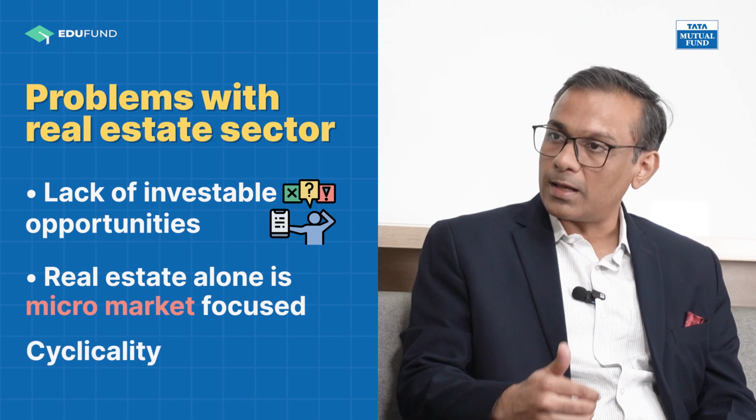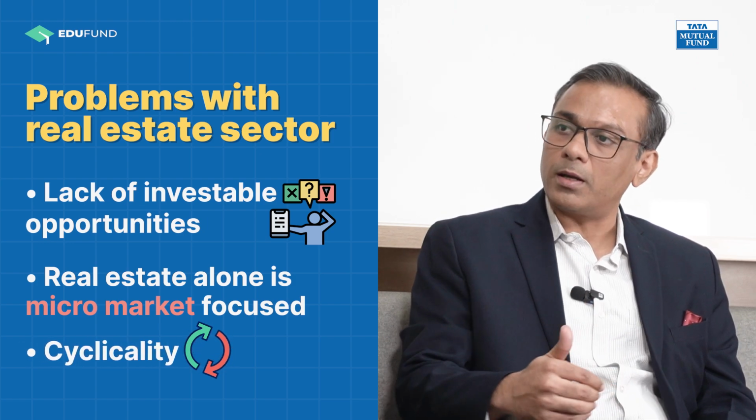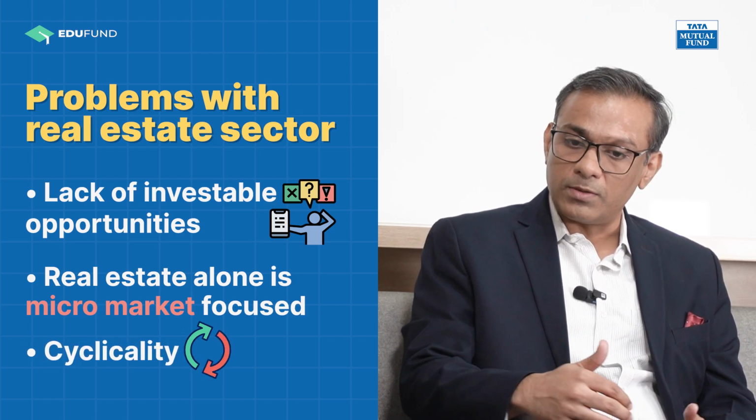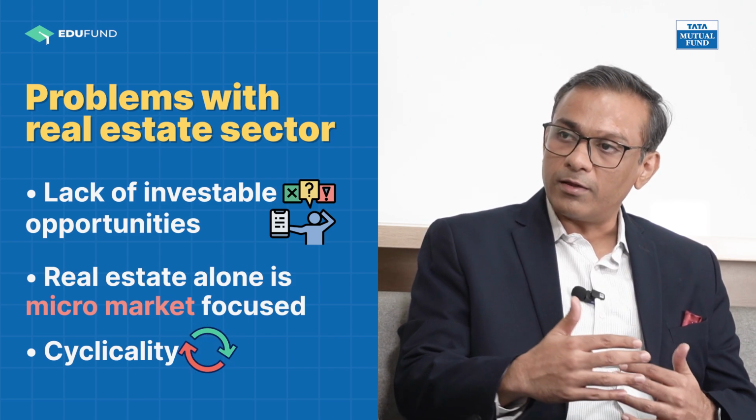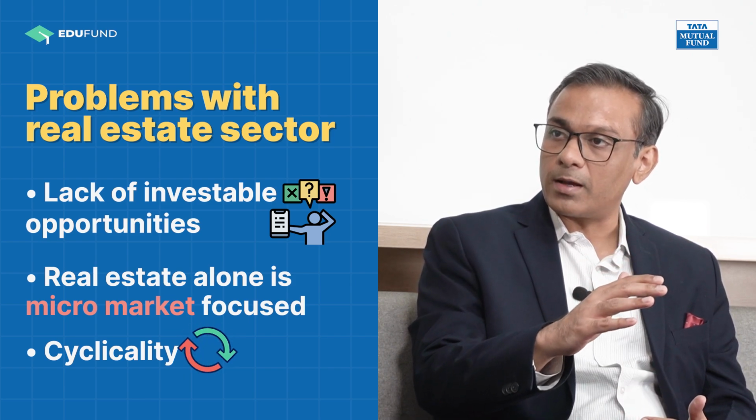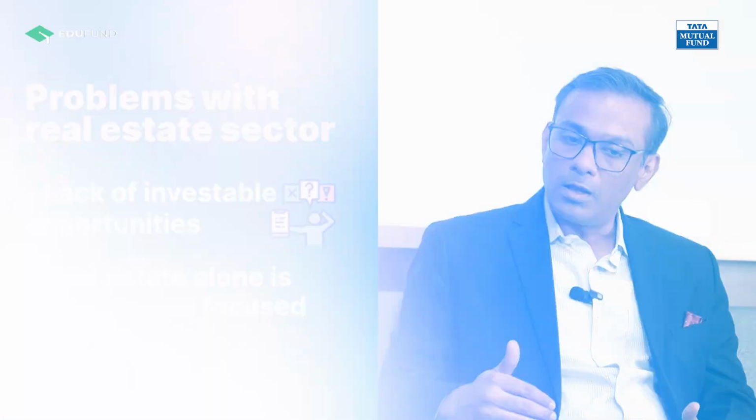And third is the cyclicality, right? Real estate goes through very sharp up and down cycles. In an up cycle, you see valuation expansion. In a down cycle, you see earnings and valuation contraction. And therefore, stock prices will move up in an up cycle and then correct sharply in a down cycle. So from an investor perspective, you don't want to offer a product where you have to time the cycle. And therefore, we said, let's look at all the ancillary industries related to real estate. A lot of these problems get solved there.